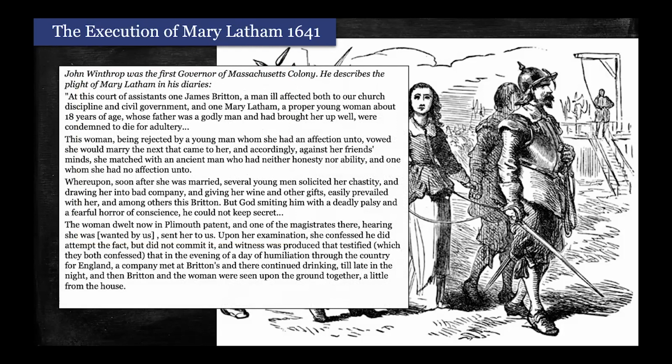At this court of assistance, one James Britton, a man ill-affected both to our church and discipline and civil government, and one Mary Latham, a proper young woman about 18 years of age, whose father was a godly man and had brought her up well, were condemned to die for adultery. This woman, being rejected by a young man whom she had affection unto, vowed she would marry the next that came to her, and accordingly, against her friends' minds, she matched with an ancient man who had neither honesty nor ability, and one whom she had no affection for.